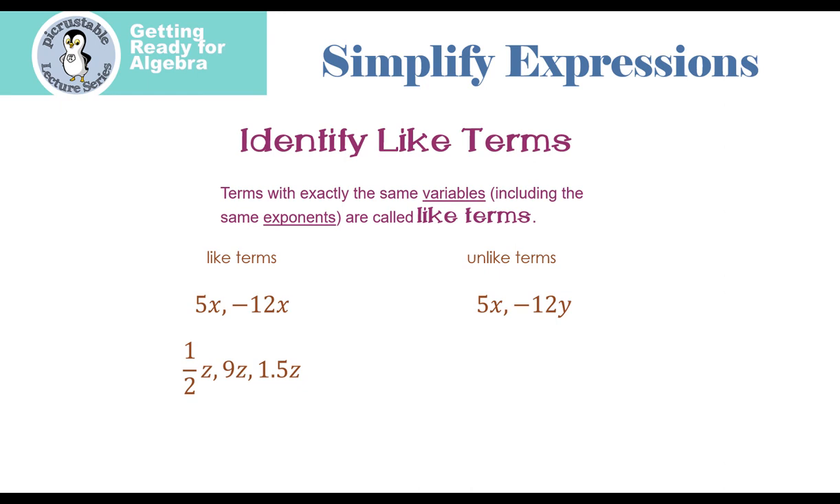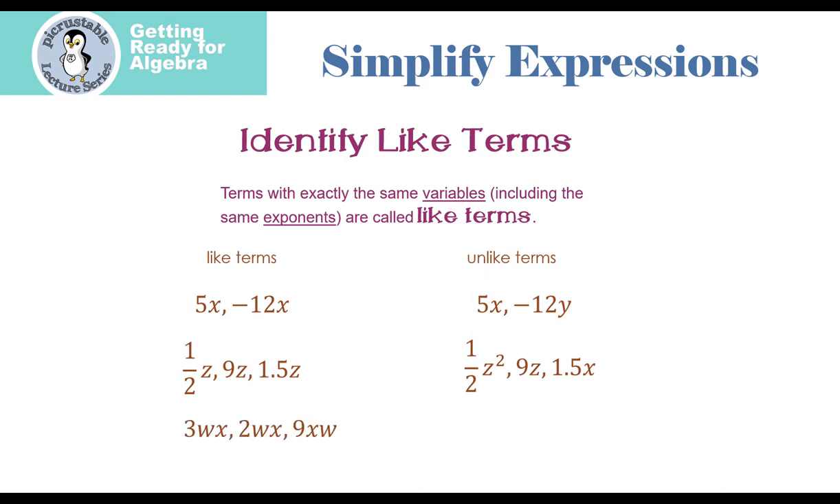1/2 z, 9z, 1.5z. Notice that all of the variables are z and to the first power, so these are like terms. 1/2 z squared, 9z, and 1.5x. Z squared and z are not like terms because z squared is to the second power and z is to the first power. Remember, they have to have the same exponents. And of course, x isn't a z.